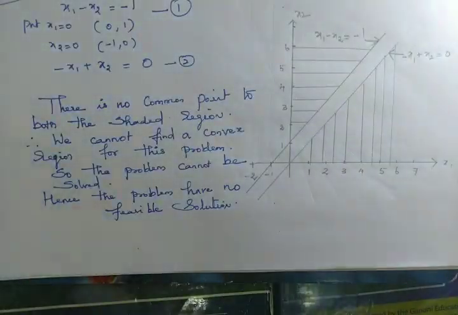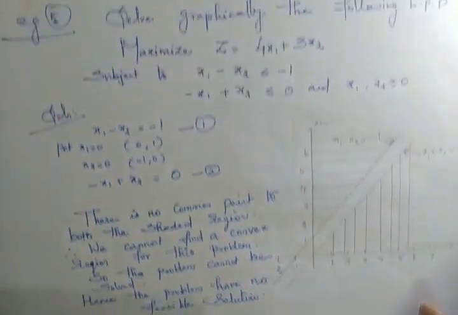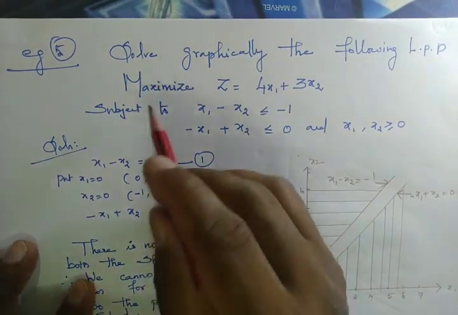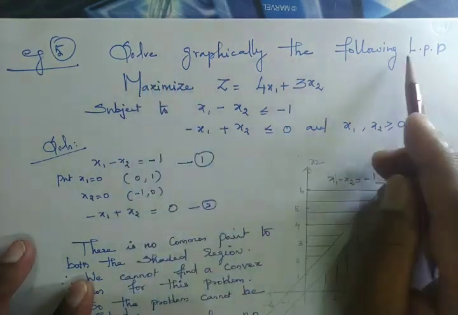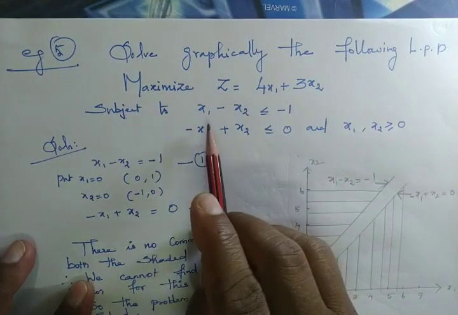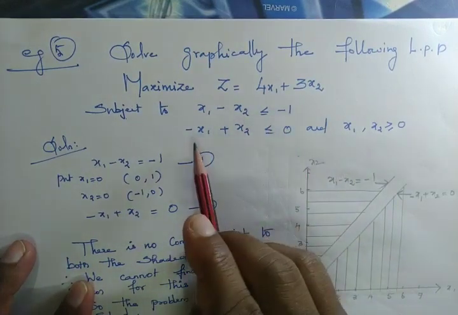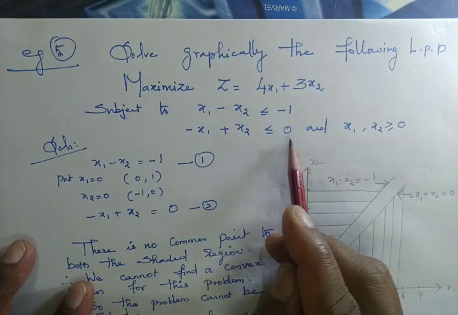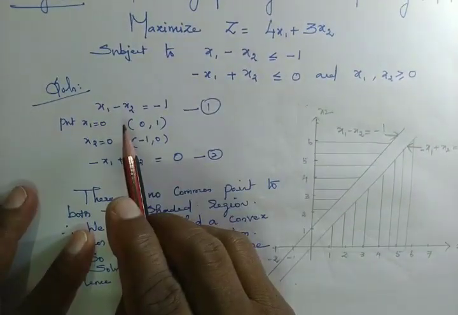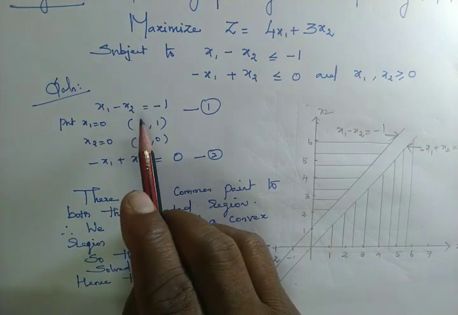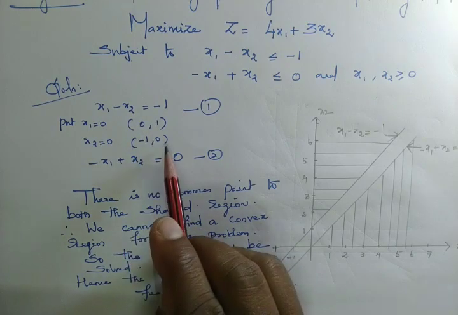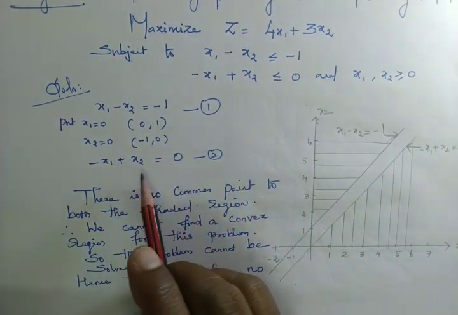And now the last example for the graphical method, the last type of solution. The given problem is max Z equal to 4x1 plus 3x2, subject to the constraints x1 minus x2 less than or equal to minus 1 and minus x1 plus x2 less than or equal to 0, with x1, x2 greater than or equal to 0. Now convert to equalities: x1 minus x2 equal to minus 1. By solving the equation we get the points (0, 1) and (minus 1, 0), and the second constraint is minus x1 plus x2 equal to 0.